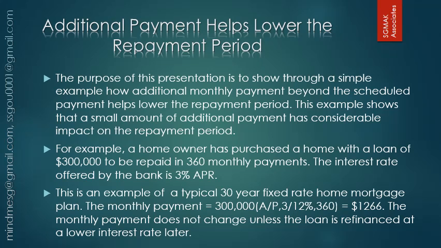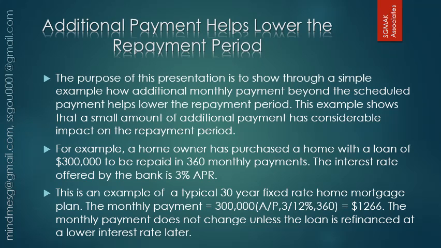For example, a homeowner has purchased a home with a loan of $300,000 to be repaid in 30 years, 360 monthly payments. The interest rate offered by the bank is 3% APR. This is an example of a typical 30-year fixed-rate home mortgage plan.